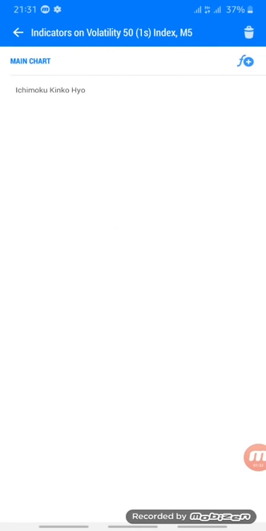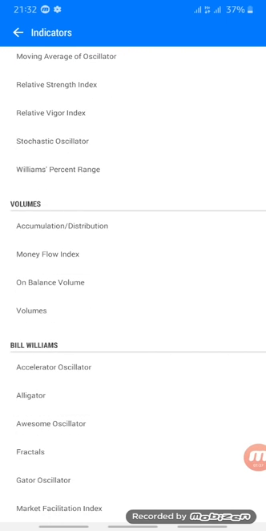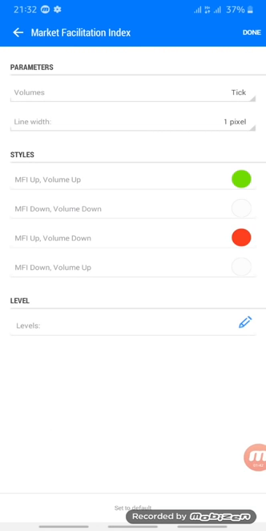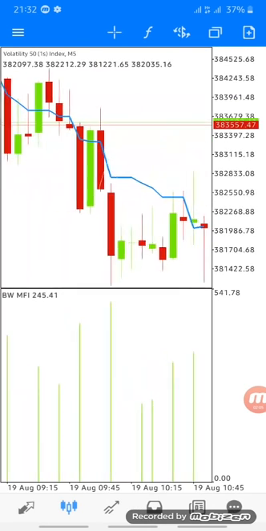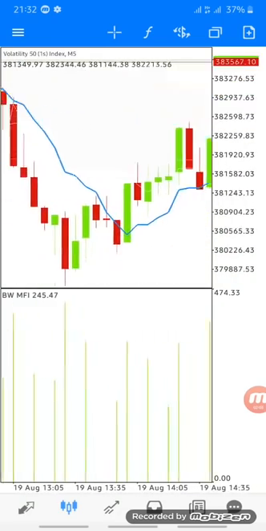So go to the F letter. You go to the Market Facilitation Index, then you set it like it is, ticks 1 pixel. So you just do it like you're seeing it. MFI up, volume up, it's green. You make this one invisible, this one is red, and then the other one invisible, no level. You click on done, so you have it like you're seeing it here.